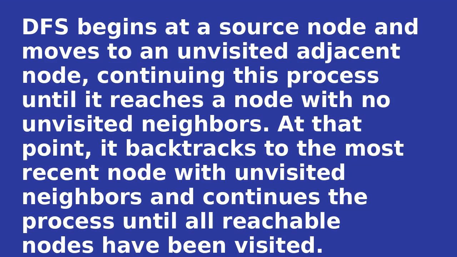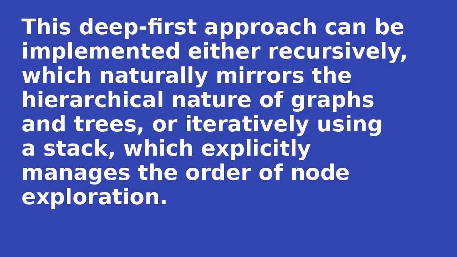DFS begins at a source node and moves to an unvisited adjacent node, continuing this process until it reaches a node with no unvisited neighbors. At that point, it backtracks to the most recent node with unvisited neighbors and continues the process until all reachable nodes have been visited. This depth-first approach can be implemented either recursively, which naturally mirrors the hierarchical nature of graphs and trees, or iteratively using a stack, which explicitly manages the order of node exploration.